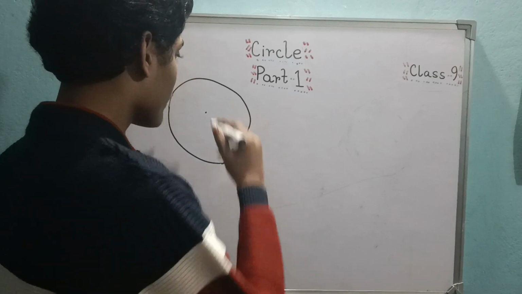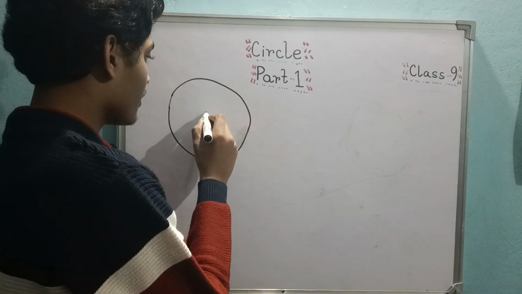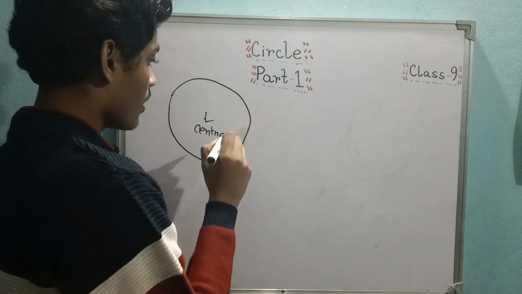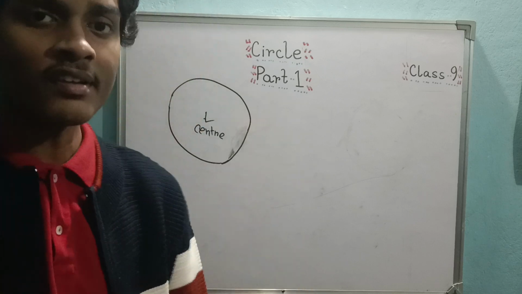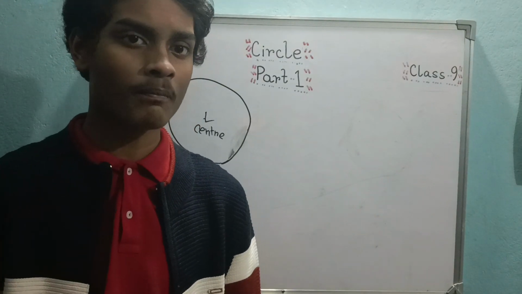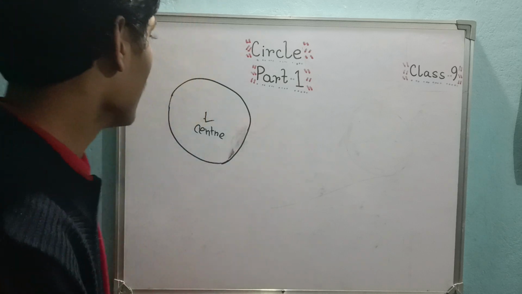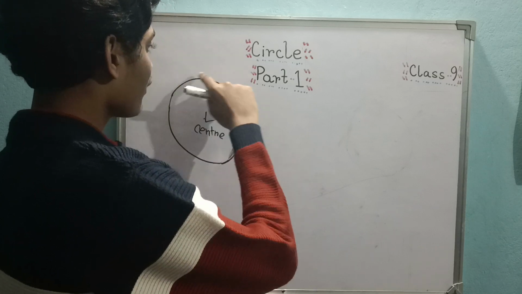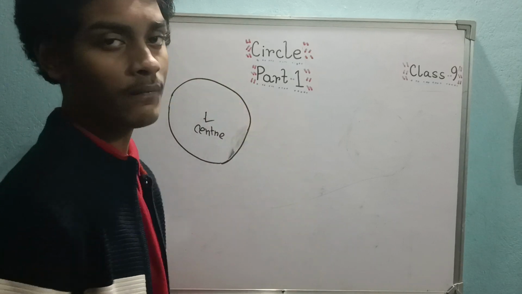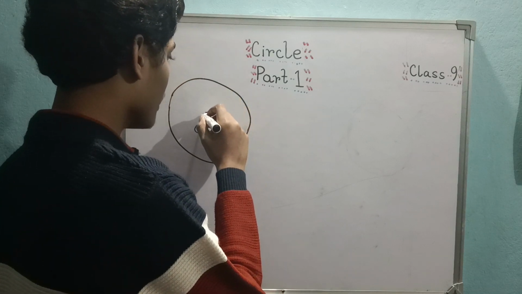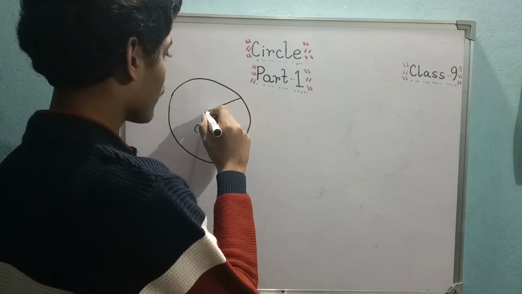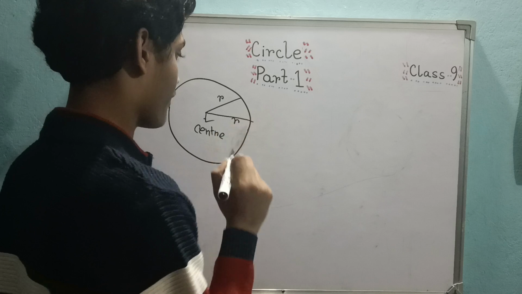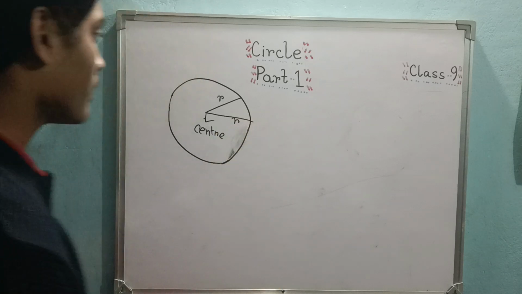So obviously, this point where you put your needle, this is the center. And the distance between your needle and the pencil of the compass, that is your radius. So radius is what? From the center to any point on the circumference of the circle. This line, it's a single line. This is the circumference of the circle. And from the center, any line, suppose this or this, each of these is a radius. I'm denoting it by R. This is quite clear to you.